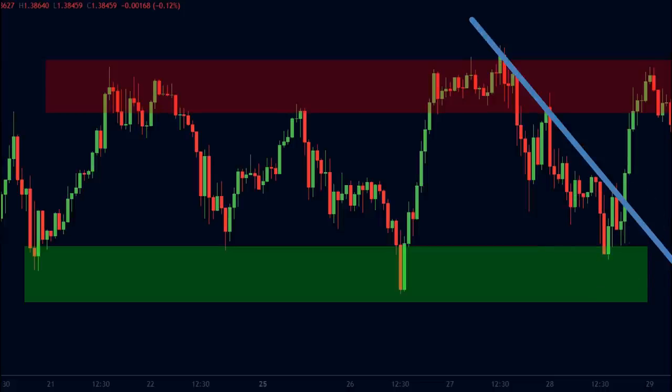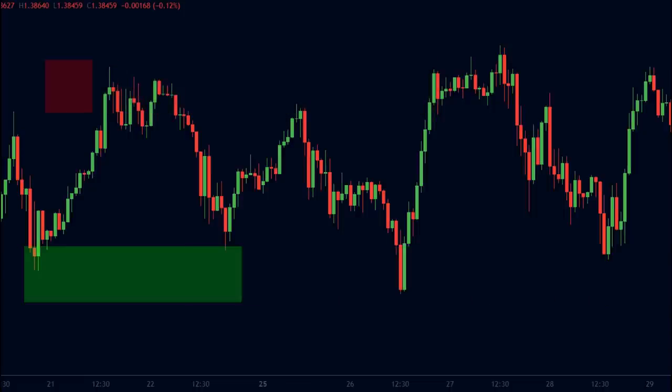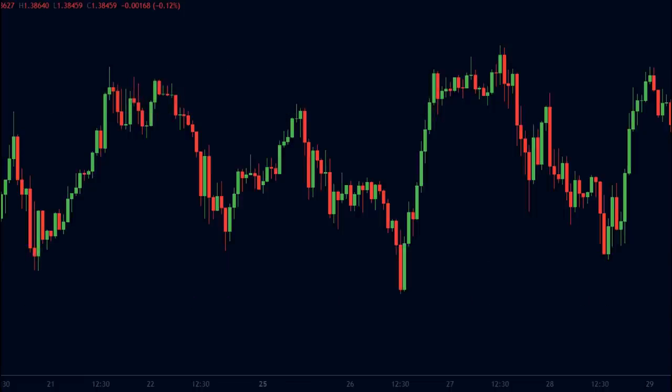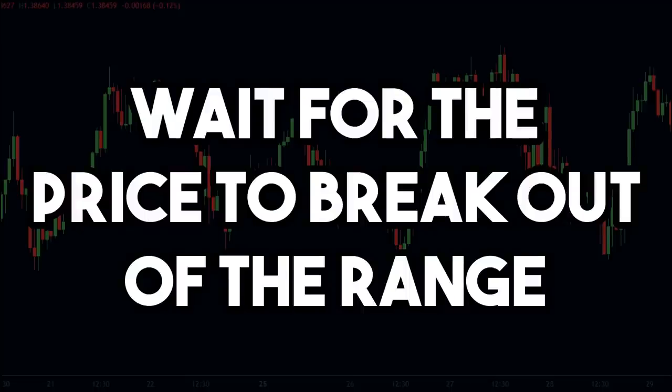So, we plot a short-term trend line on this down move. This candle breaks the trend line. Hence, we enter on this candle. We keep our stop loss below the trend line, and we place our targets at the resistance level. As you can see, the price gave a strong up move after our entry. This is one way of trading a sideways market. The other way is to wait for the price to break out of the range.